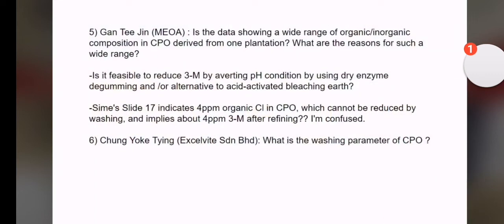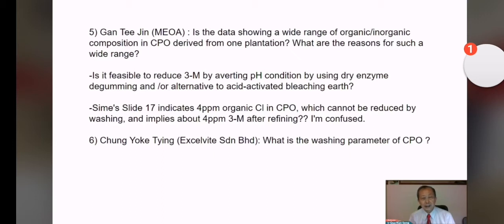Yeah, question 6 is from Excel White again. Not quite sure what is the washing parameter of CPO. I'm not quite sure what the question is, and either one of you can figure out what this is.